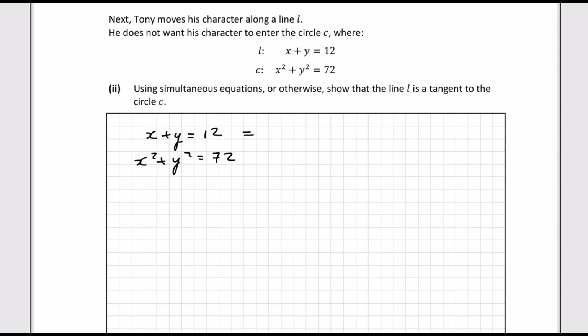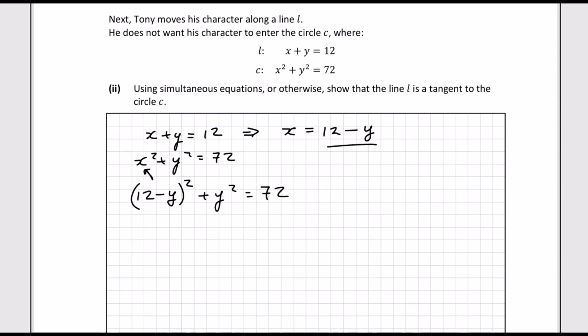Normally what you would do is you would take the linear equation, the one without any squares or cubes or whatever in it, and rearrange it, get x on its own or get y on its own. I'm just going to get x on its own here, so I'm going to say x is equal to 12 minus y. I just subtracted y from both sides. Now if x is equal to 12 minus y, I can put x in here in the second equation. I can put 12 minus y into the second equation, so I've just put it in here. Plus y squared is equal to 72.